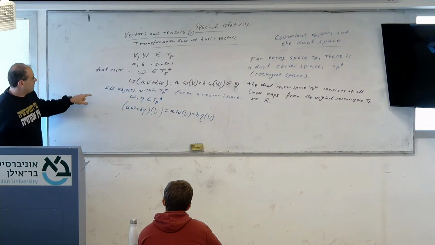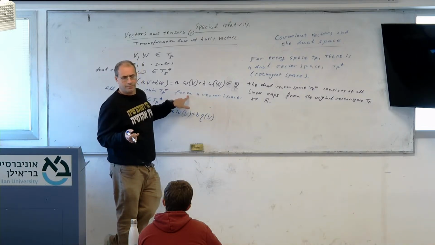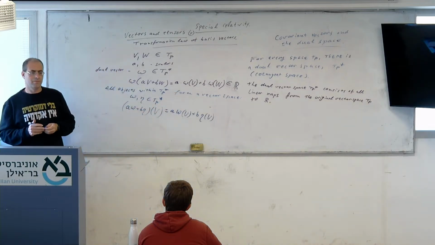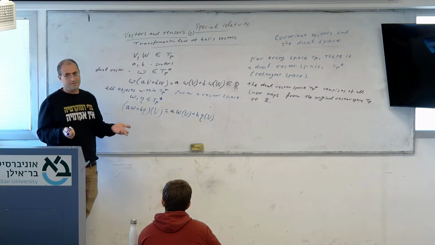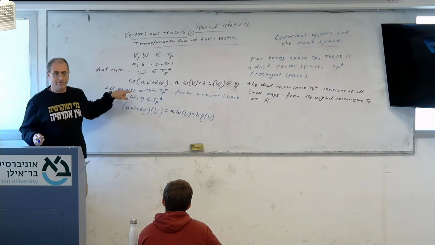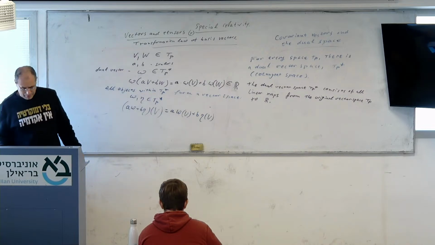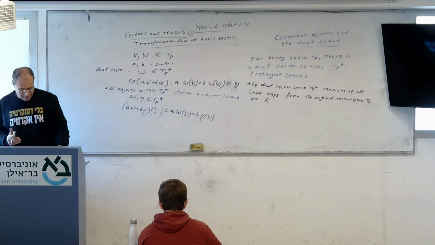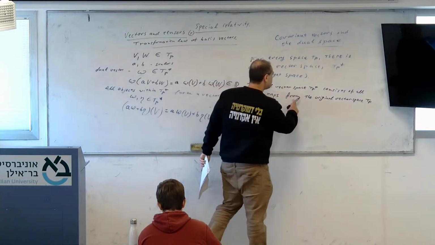What's the next thing that we're going to have? If these objects form a vector space, then what does it mean? They have a basis, right? I can form a basis for that vector space, now for TP star. So you can set a basis of dual vectors. These are also called dual vectors, the dual vector space.